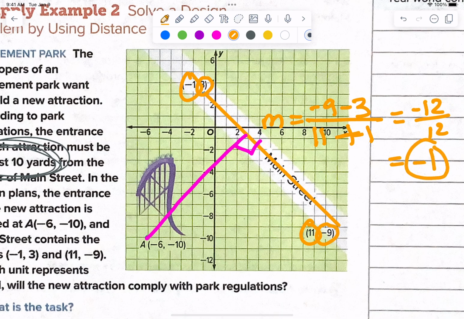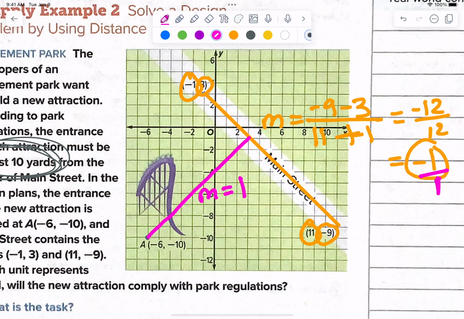If this line is going to be perpendicular, its slope has to be +1. If you take -1, which is like -1 over 1, and flip it, it's still 1 over 1, but it's going to be +1. So I'm going to erase my line here, and let's make it up 1 over 1, up 1 over 1, up 1 over 1, up 1 over 1.